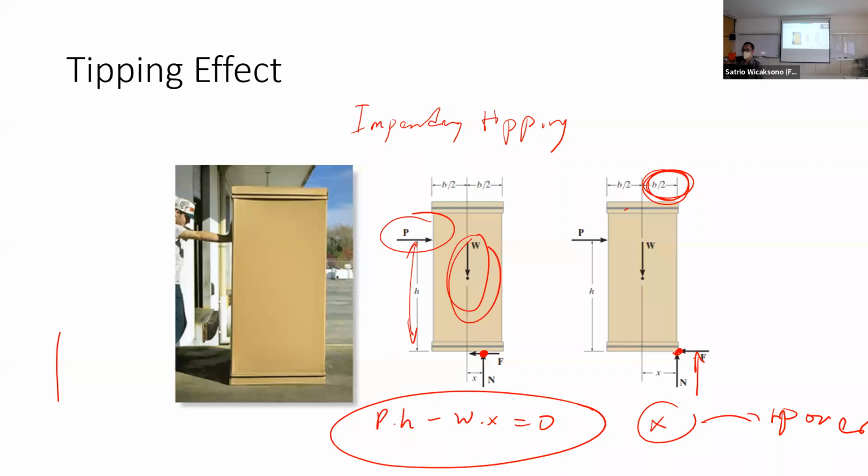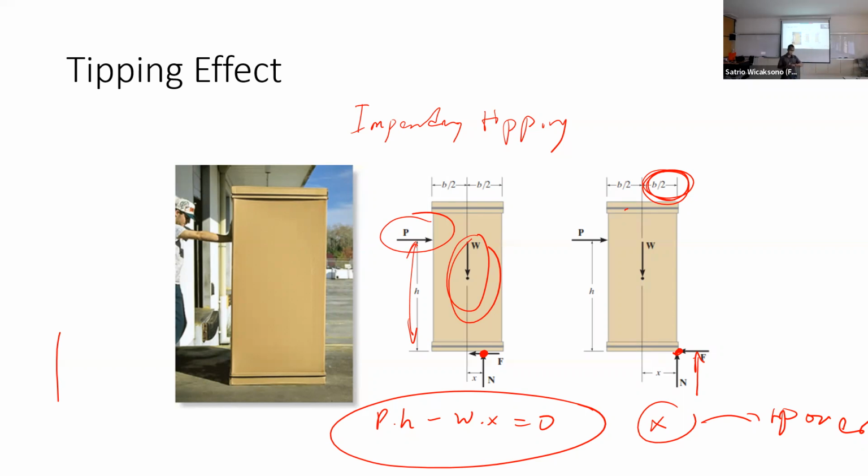So when we talk about tip over, if all the values P and H are known, in order to check whether it tips over or not, find the X. But if the question is, what is the maximum P or what is the maximum H, what you're supposed to do is to check the condition of impending tipping, because impending tipping will give you the maximum P for certain H or the maximum H for certain P, right?